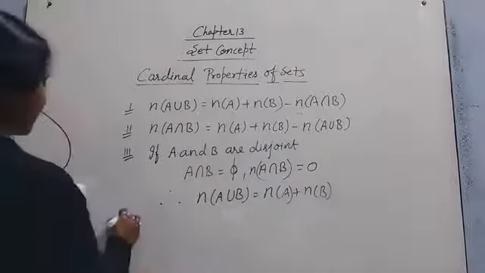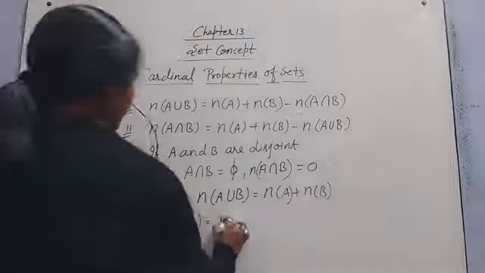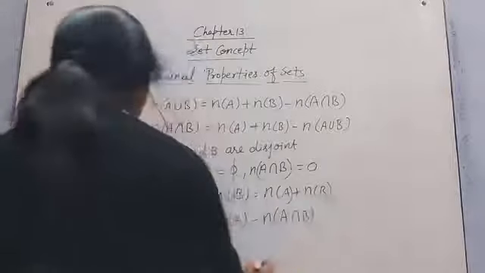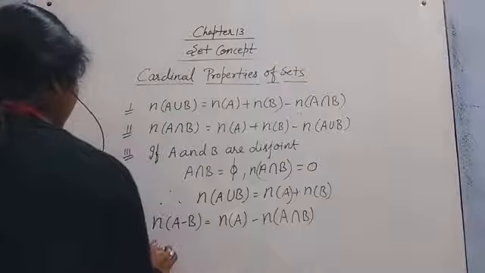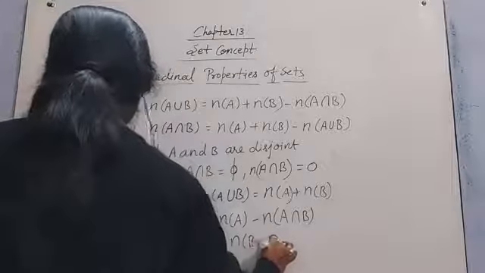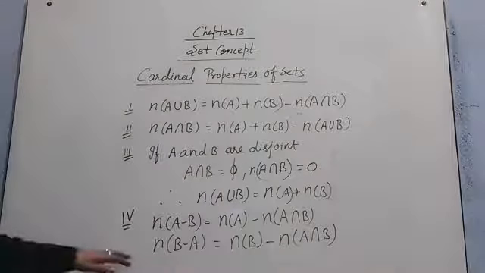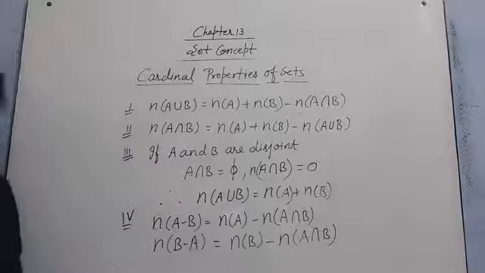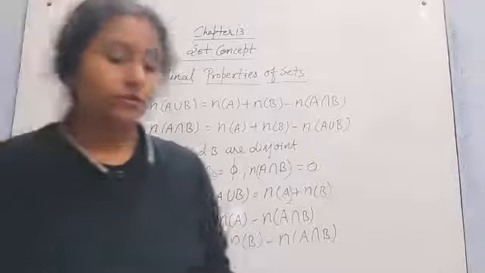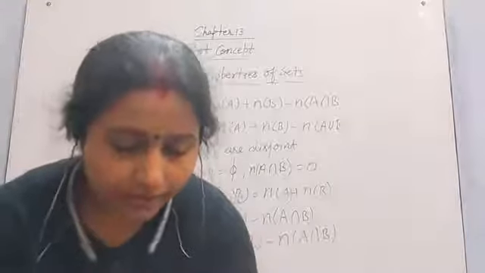Fourth one, n(A minus B) equal to n(A) minus n(A intersection B), and n(B minus A) equal to n(B) minus n(A intersection B). So these are the formulas which you can use in exercise 13D. Okay students, so solve all the sums of 13D and all the exercises.